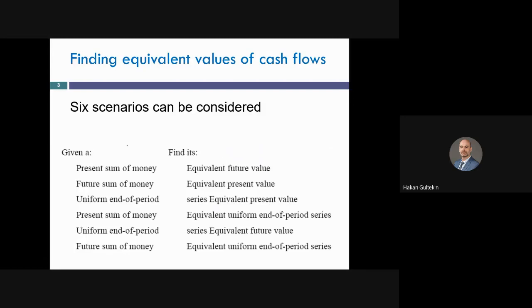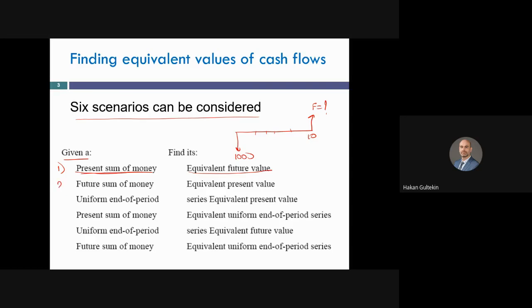And we can consider 6 scenarios depending on different types of cash flows. The first scenario can be this. Given present sum of money, so let's assume that this is our time axis, and we are given an amount of, let's say, 1,000, and we want to find its future equivalent at a later time, in year 10. Okay, so this can be one scenario. Given this present, find the equivalent future value.